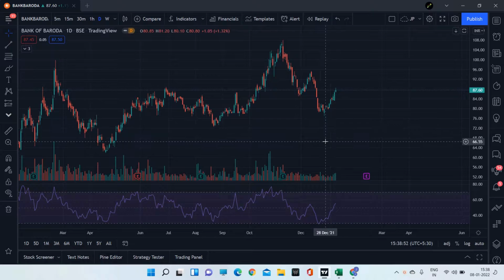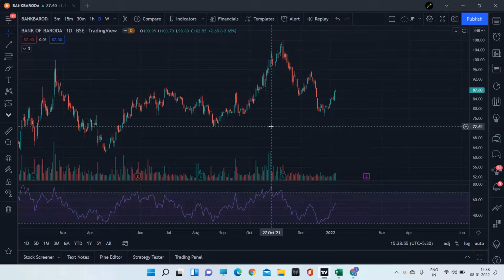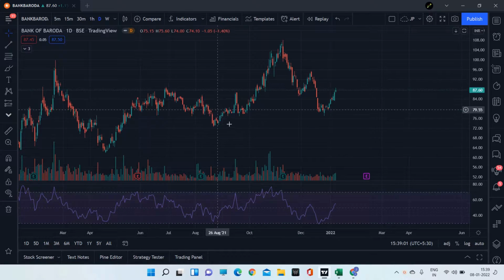Okay, in simple words, support and resistance are two points. Support is somewhere down here and resistance is somewhere up here. Support and resistance are both points from where the stock is likely to take a reversal. The stock can take a U-turn from that point.